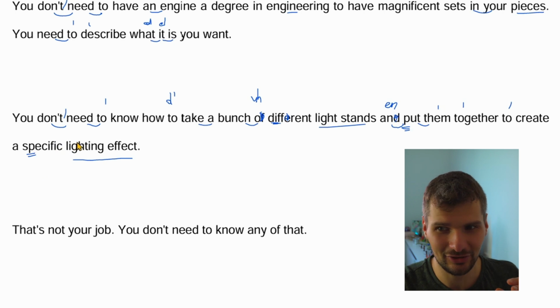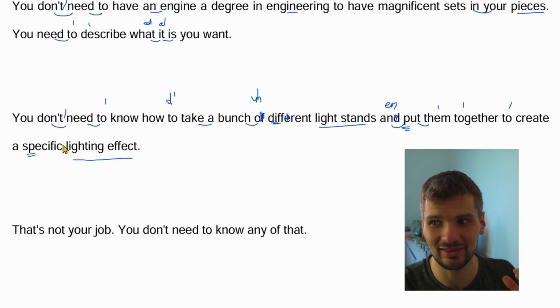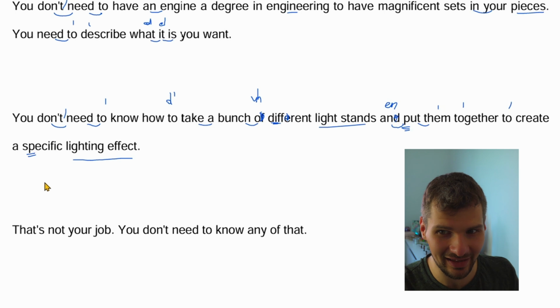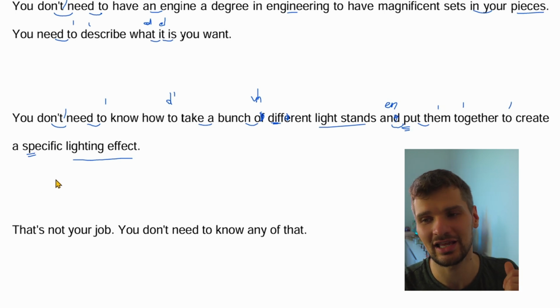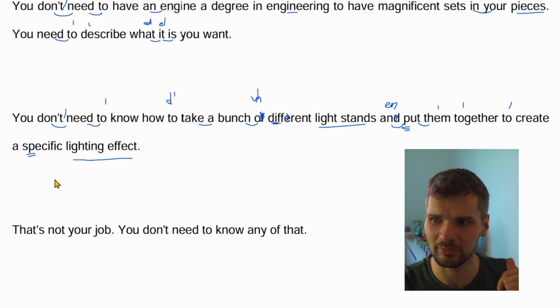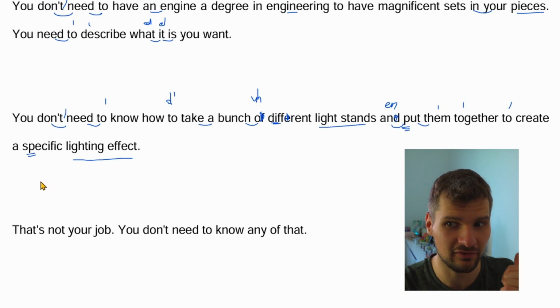You don't need to know how to take a bunch of different light stands and put them together to create a specific lighting effect. Faster. You don't need to know how to take a bunch of different light stands and put them together to create a specific lighting effect.